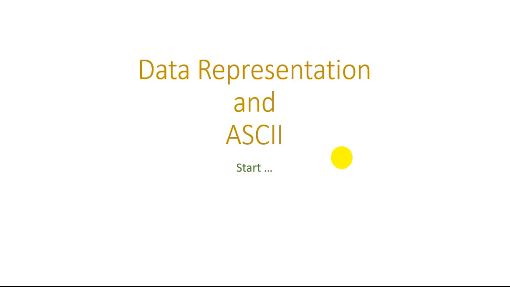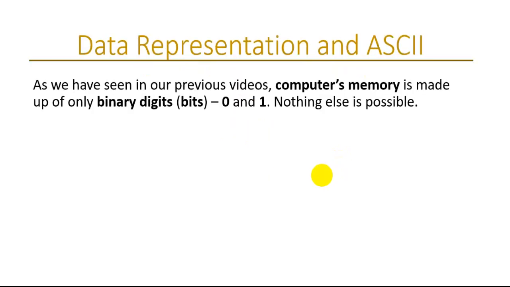We are going to talk about data representation in memory, how it's read, and about ASCII. We have already seen in our previous video that computer memory holds only zeros and ones. It's only keeping binary digits, and you can't find anything else. Even a blank is not possible.